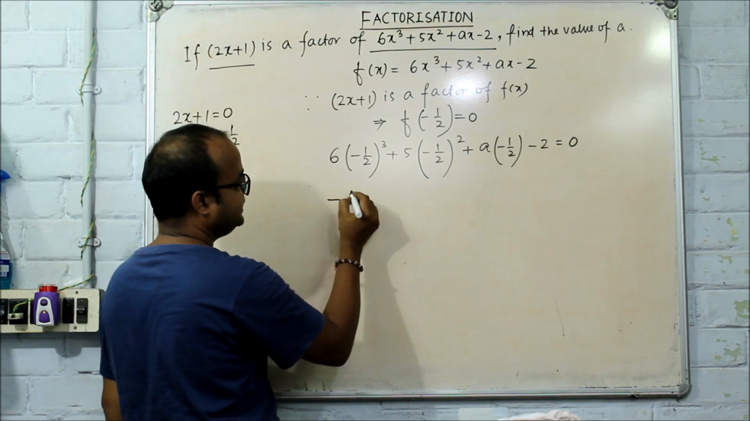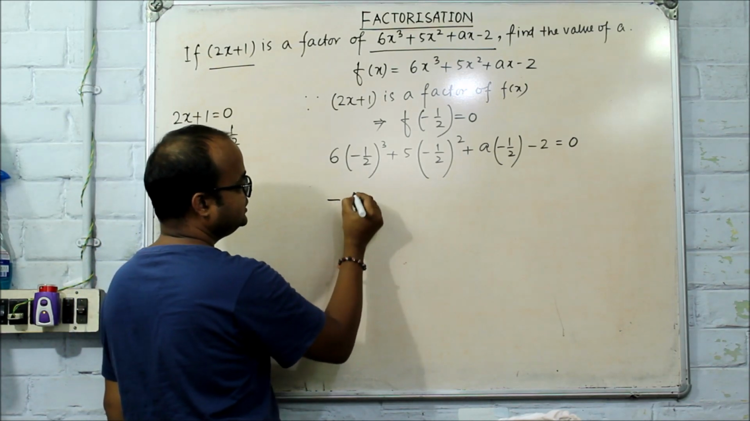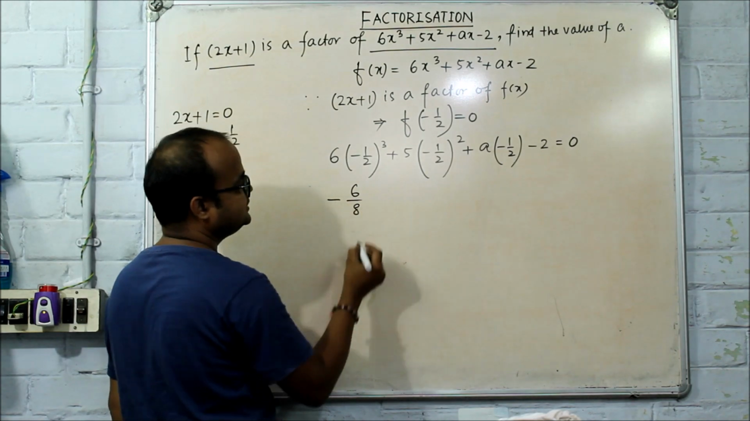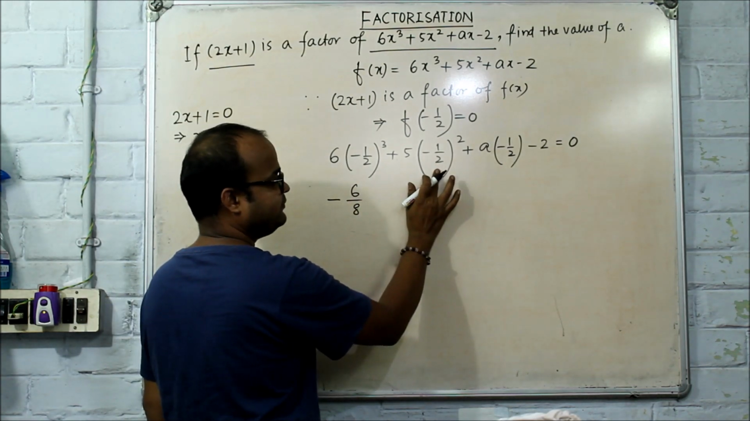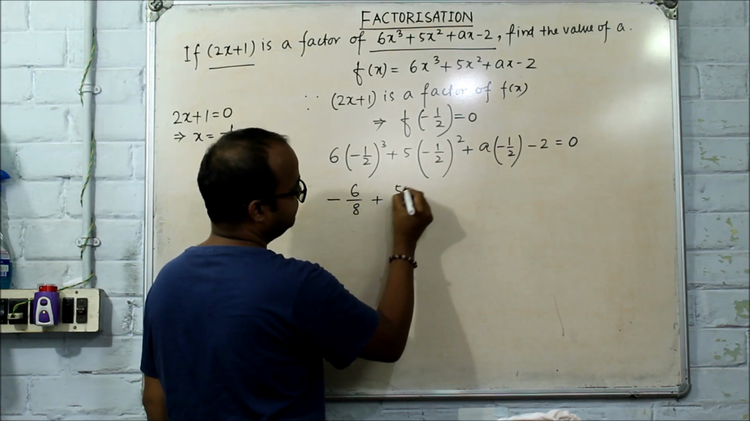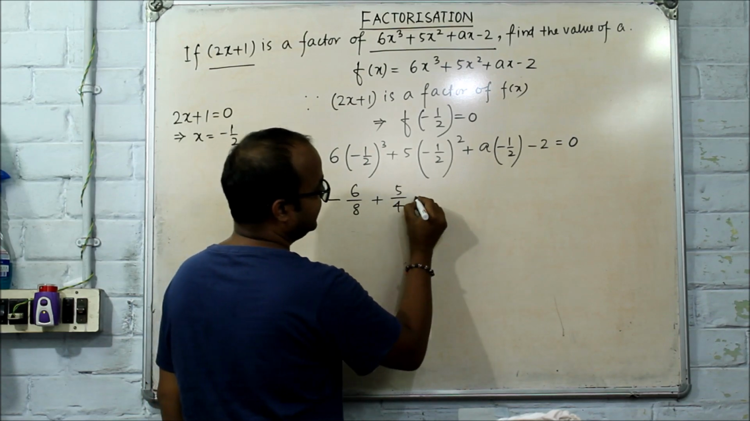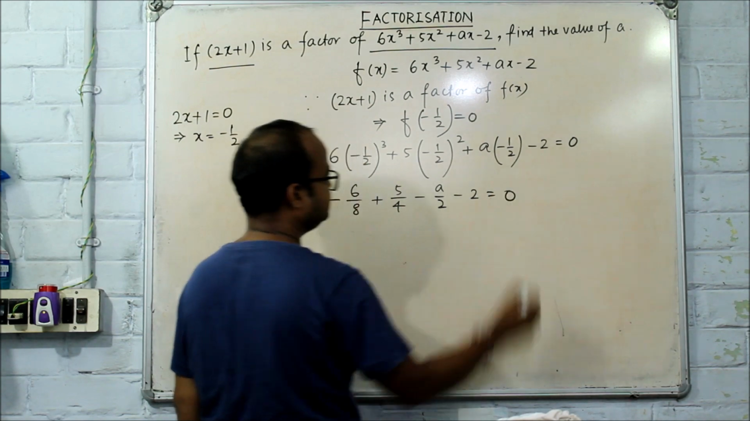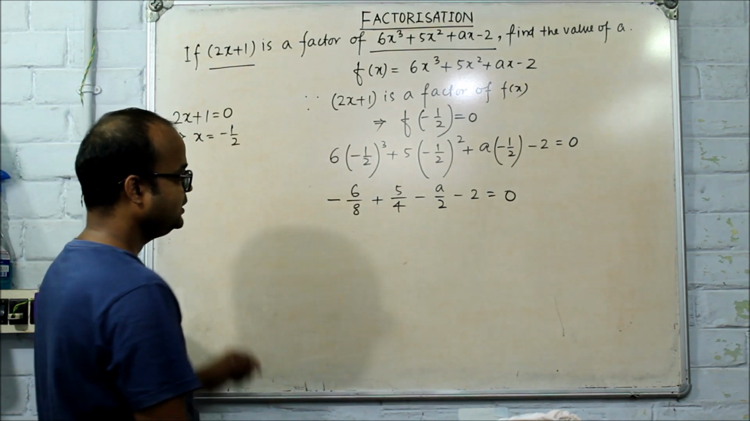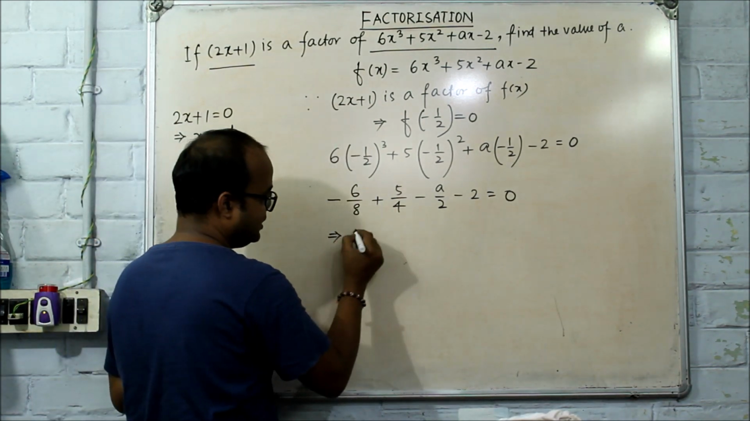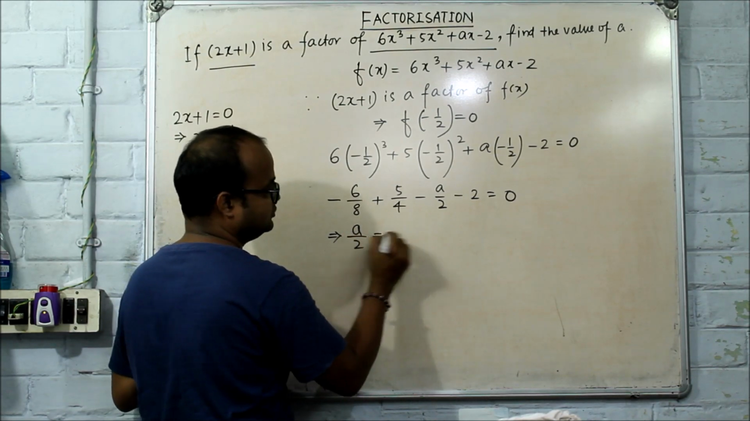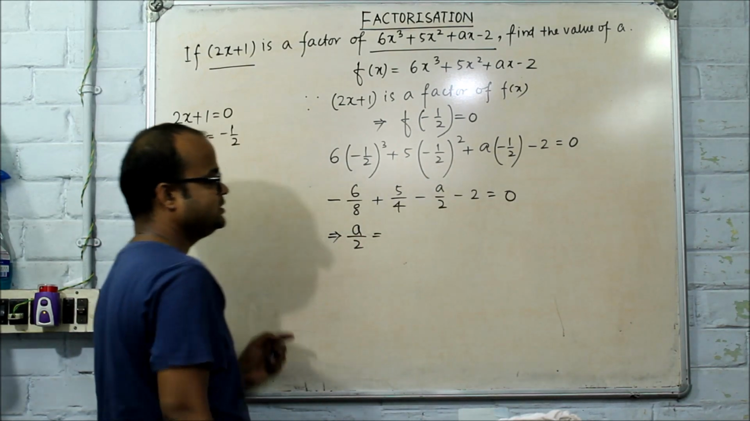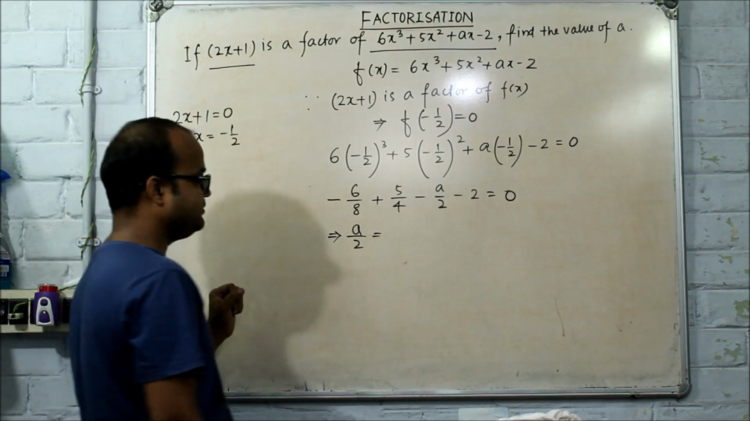So minus, this will be minus 1 by 8, so minus 6 by 8. This is equal to 1 by 4, so we write plus 5 by 4 minus a by 2 minus 2 is equal to 0. Clear? So a by 2 is equal to, I am taking this term to that side. So minus a by 2 will become plus a by 2.